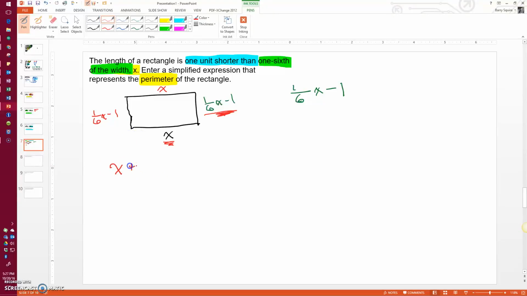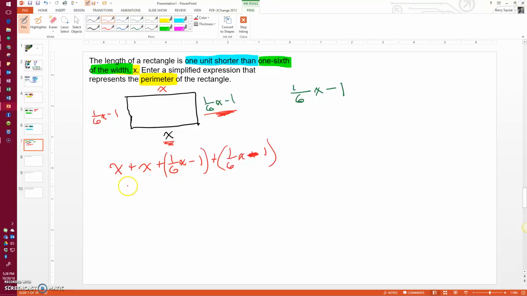So I'm going to say x plus x to take care of the two widths, plus 1/6 x minus 1. I'm going to put that in parentheses to show that it's one thing, plus 1/6 x minus 1. The reason why I'm putting parentheses around there is with addition we don't really need to, but if there was going to be subtraction going on, then we would have to remember that we're distributing the negativity of subtraction, but we don't have to worry about it in this case.